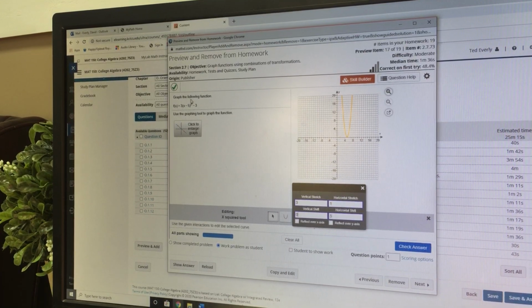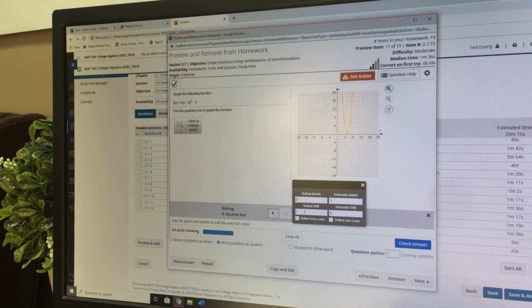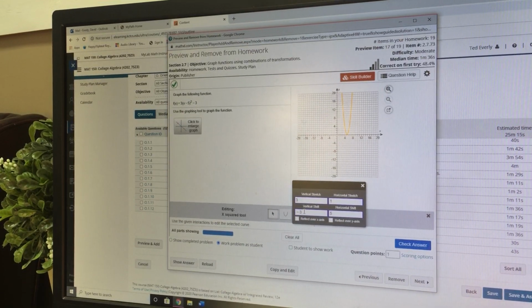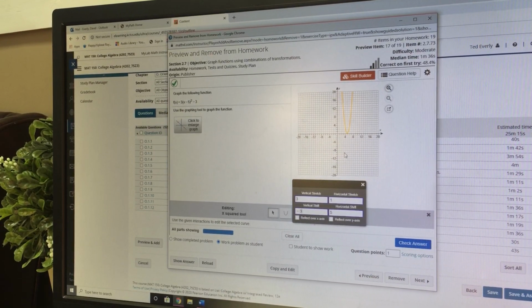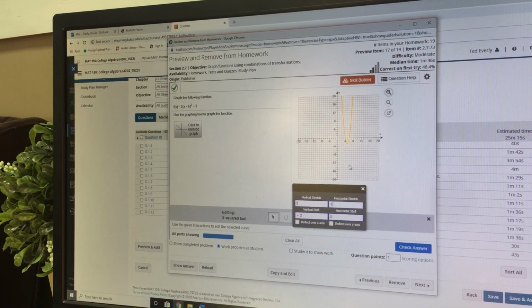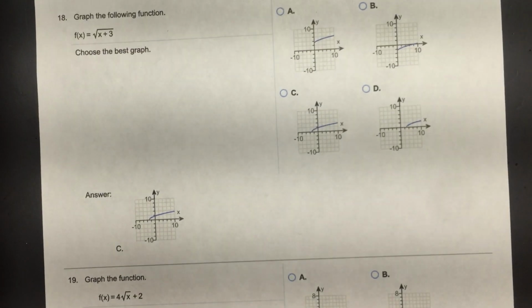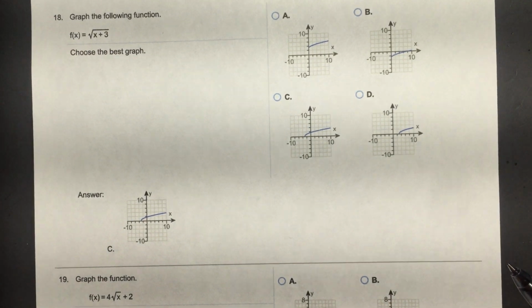And now this -3 right here is going to move it down 3. That's my vertical. So I'm just going to do -3 here. And watch it go down 3 when I click this box here. Bam! And that should be it. Okay? All right. Now the rest of these, let me go back to the paper here.